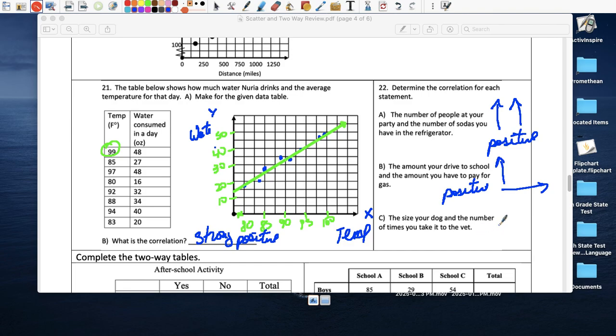The size of the dog and the number of times you have to take it to the vet. That has no correlation. The size of the dog does not dictate how many times you take it to the vet. So no correlation. All right, that's what you would write over there.